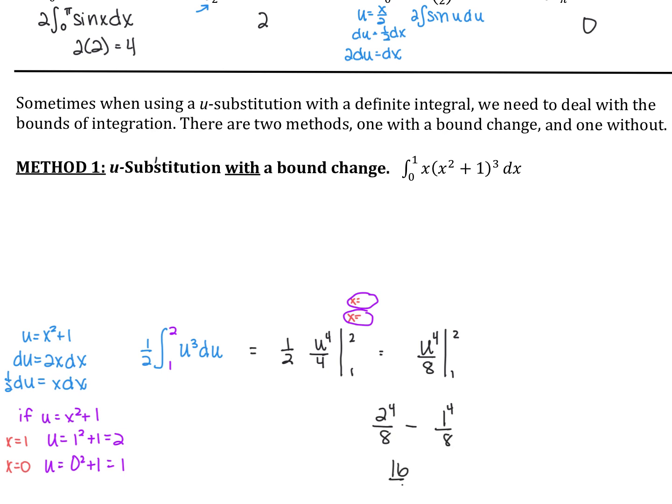So we'd get 16 over 8 minus 1 over 8, which leaves me with 15 over 8. I don't have to change back in terms of x. Everything can stay in terms of u. So let's look at what it looks like if we do a u substitution and then still use the x bounds, meaning we have to substitute back in with x.